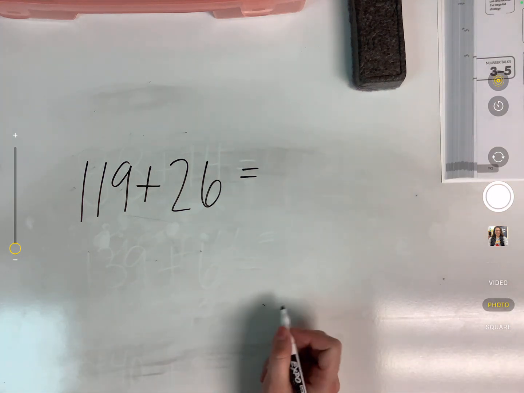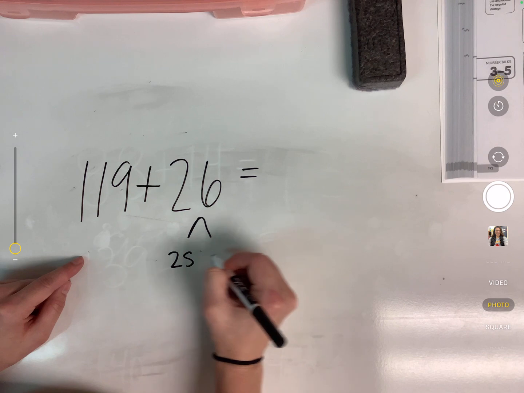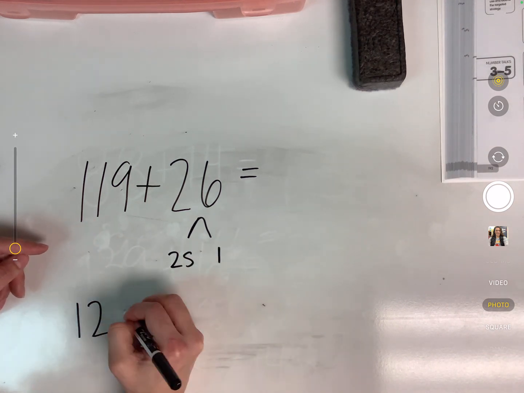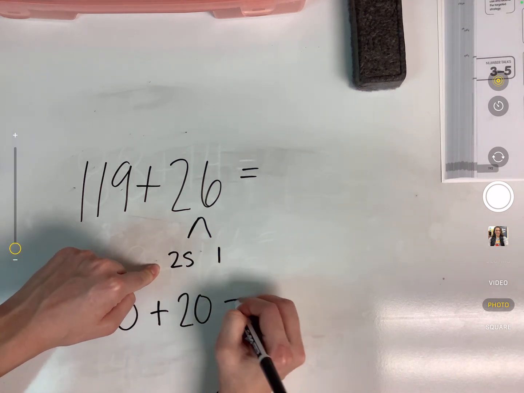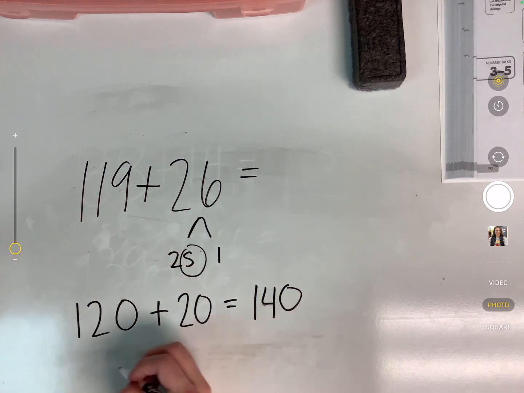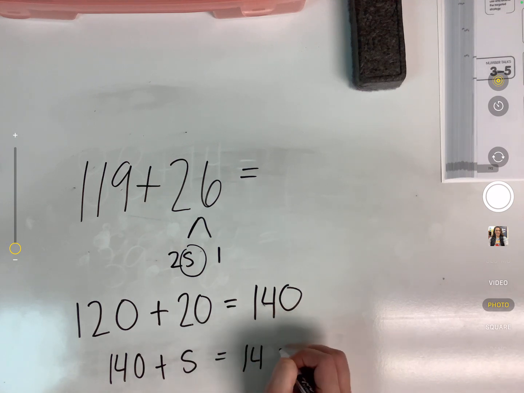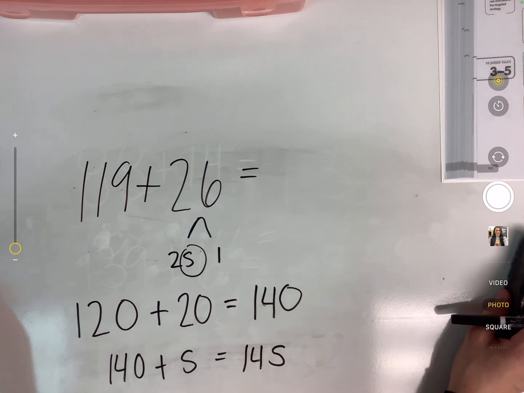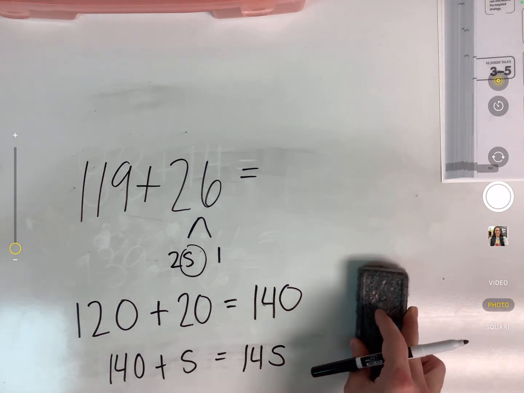Another way that you could break it up is you could separate 26 into 25 and 1. You could take 119 plus 1, which is 120. You could add 20 and get 140. Then, remember, you still have this 5, so you need to take 140 plus 5, and you get 145. So you need to be patient with these numbers, okay? And just check your work and just slowly go through these problems.